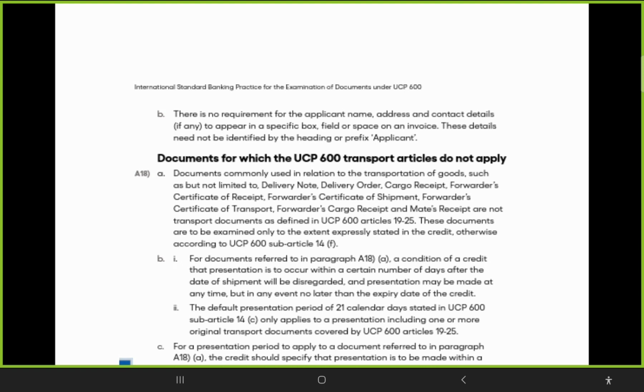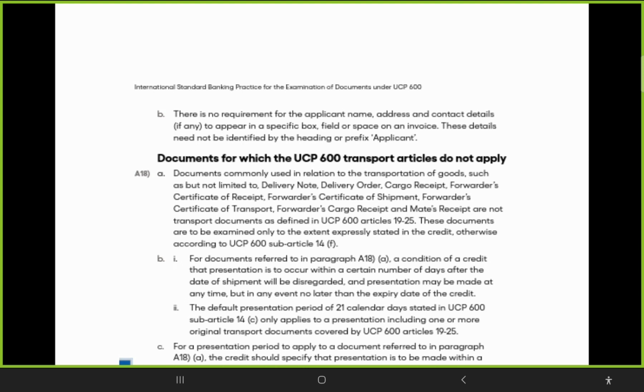So if you take something, for example, like a forwarder's cargo certificate of receipt, what is it? A forwarder is coming in and they are receiving the goods from the actual shipper, and then they are giving you a receipt. They are giving that receipt to the shipper saying that they have collected the goods from the shipper.